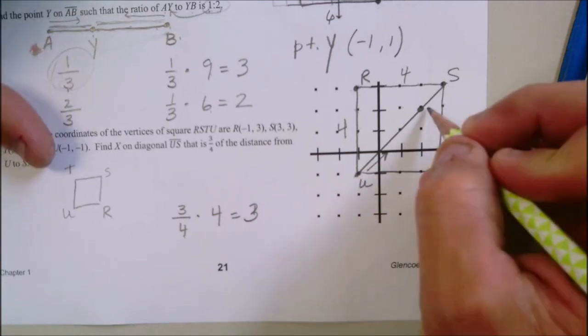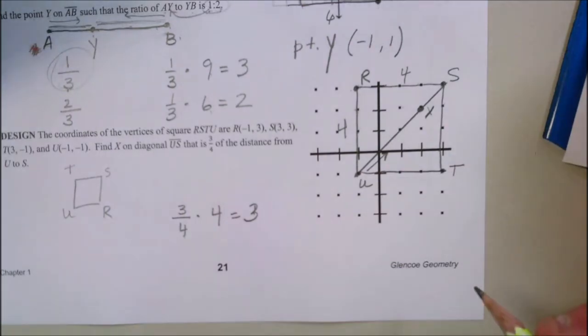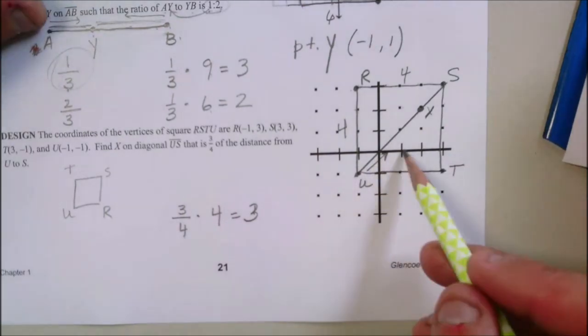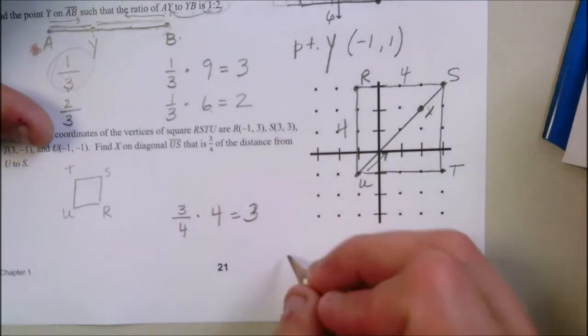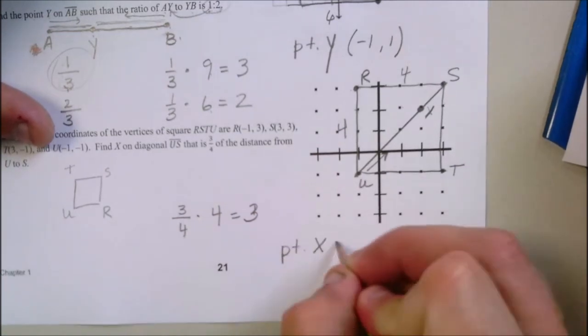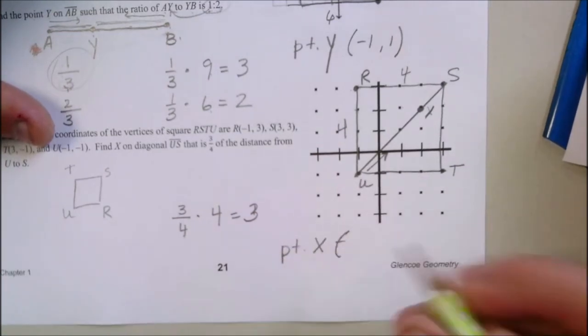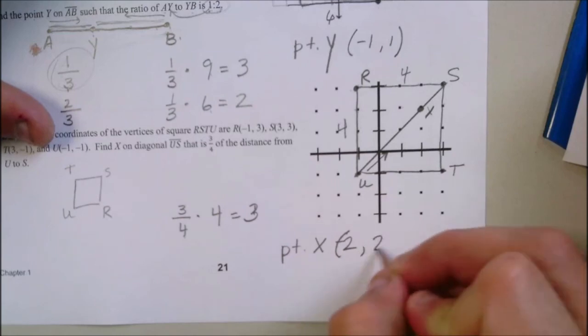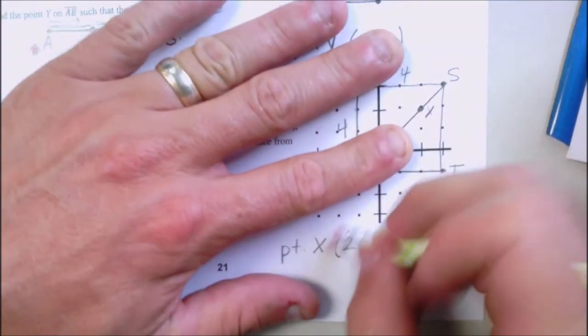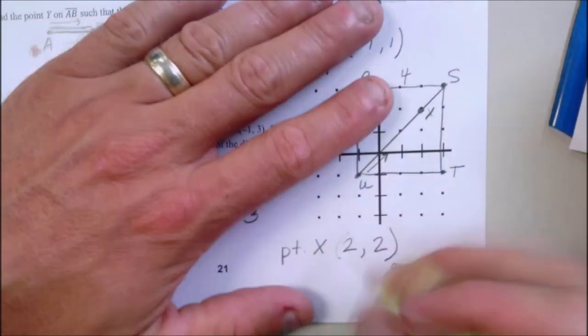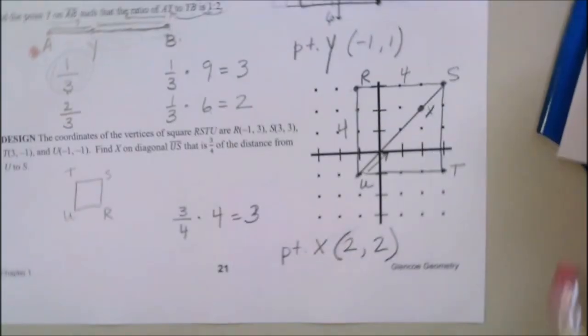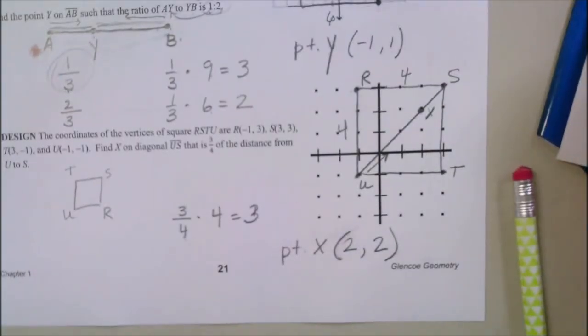And that point right there is 3/4 the distance from U to S. So I think they said to make it X, right? Yep. So we're going to be at 2, 2. So point X is at 2, comma 2. That's not a negative. That's just 2. All right. So that's it. That's how you determine points when you're given fractions or ratios.